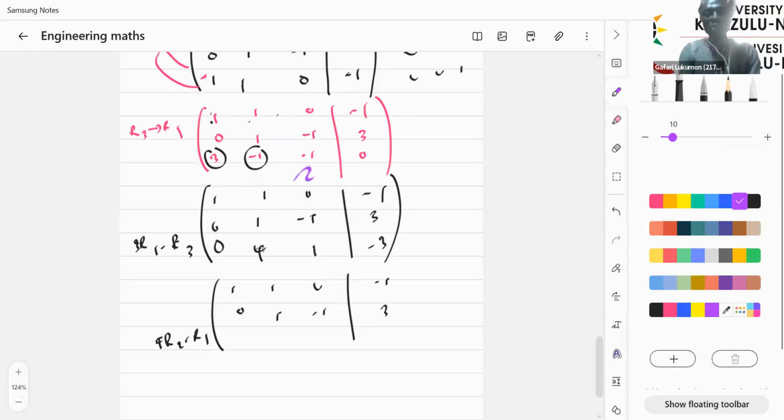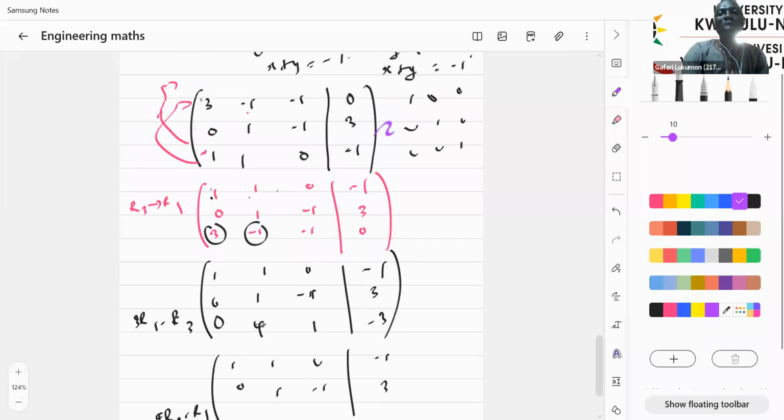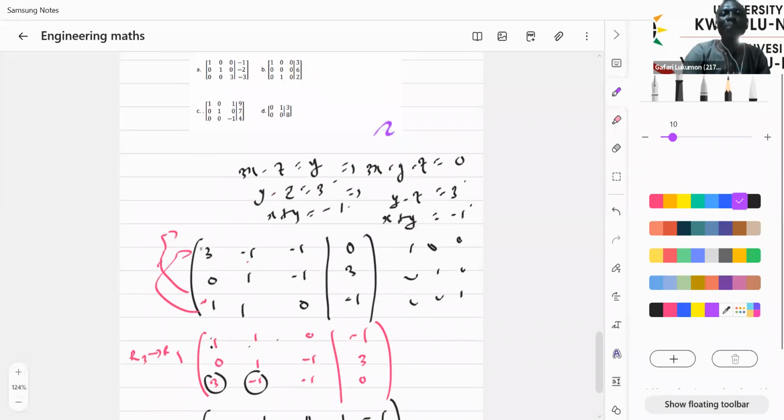You know, if you want to reduce, this is what we had before. Did you understand how we obtain the augmented matrix? No. Okay. So if you want to obtain your augmented matrix, for example, we have 3s minus y minus z is equal to 0. This is what we have.